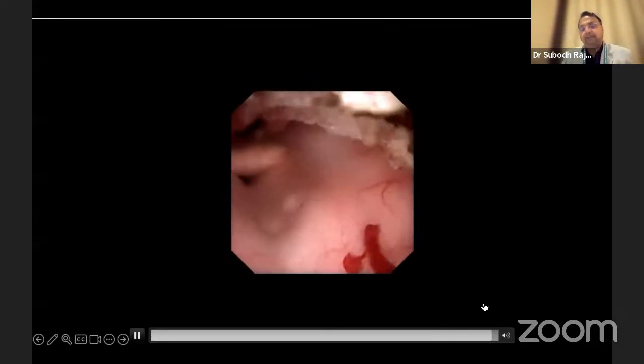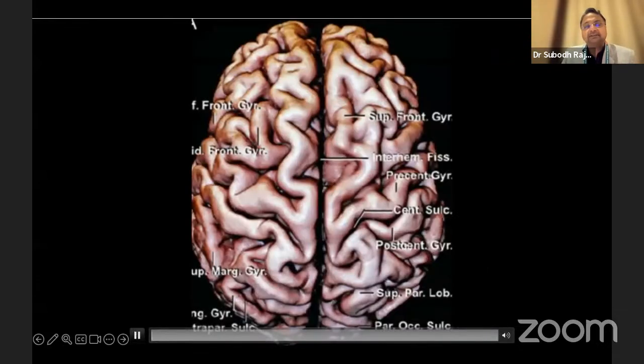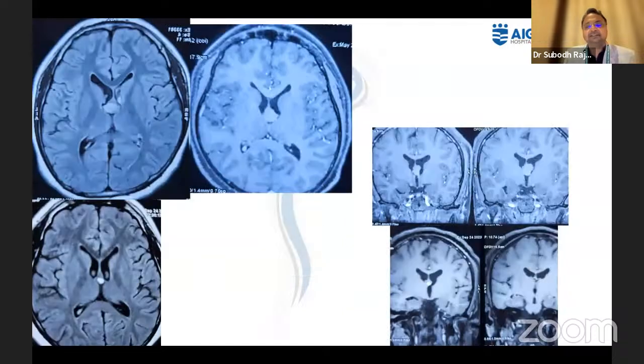So this is another challenge we face: these types of small colloid cysts which cause obstruction, because planning the trajectory is very important in these cases. These patients present with just simple multiple episodes of hydrocephalic attacks. They don't have persistent headaches. They present with small attacks, actually, hydrocephalic attacks.